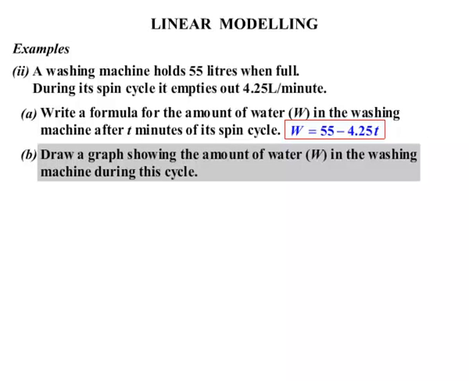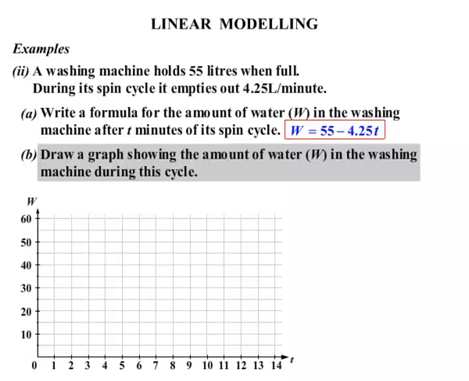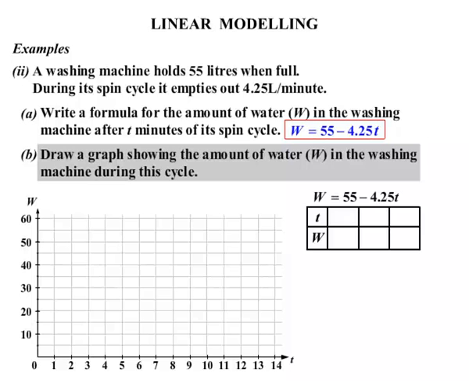Now Part B, draw a graph showing the amount of water W in the washing machine during this cycle. So we start with the graph there, noting that the horizontal axis is our time axis, our t-axis. Now the easiest way to do that, let's write the formula and we'll just use a table of values. So for t we're going to use 0, 2 and 4. Okay, you could really use any sort of values, but I've chosen those three.